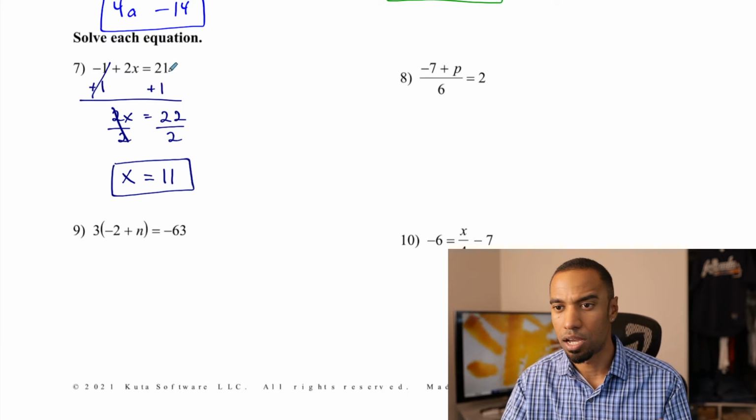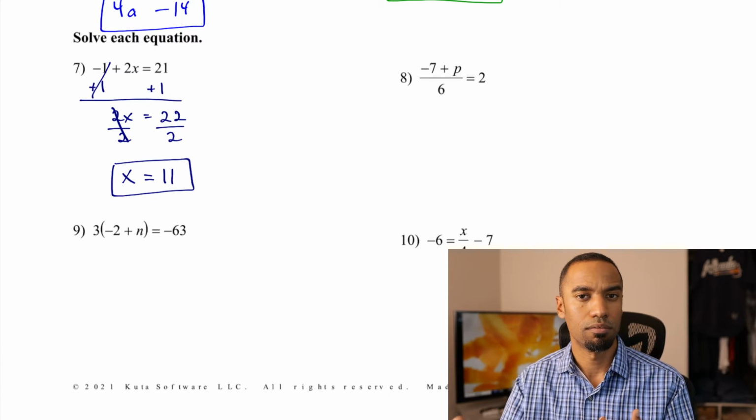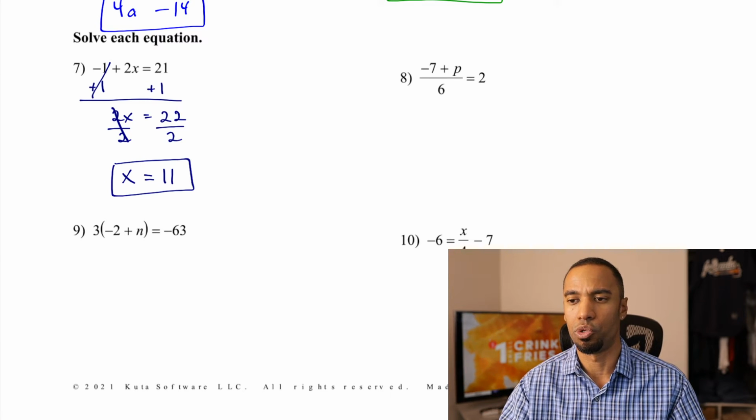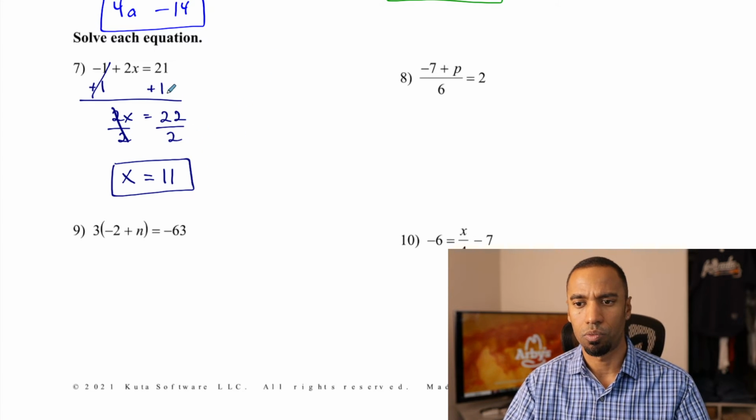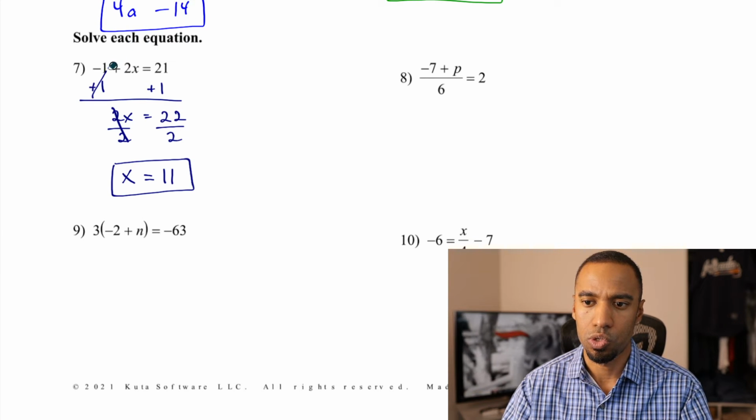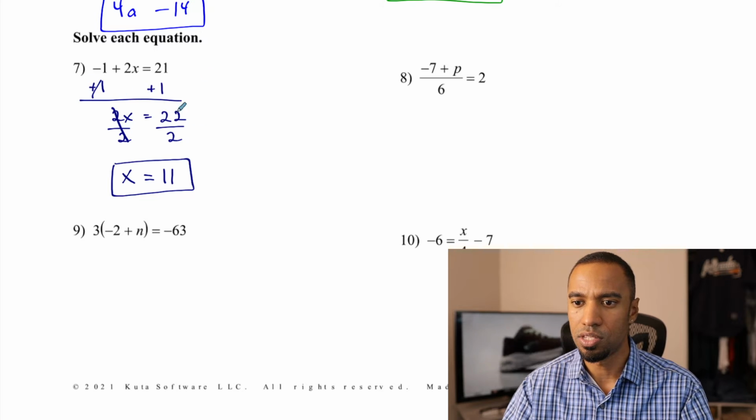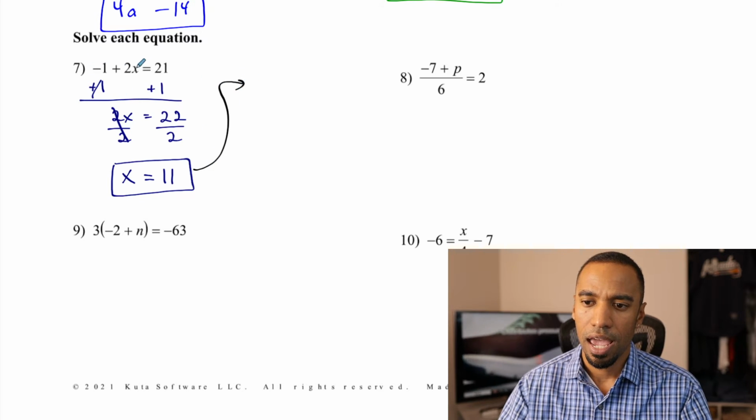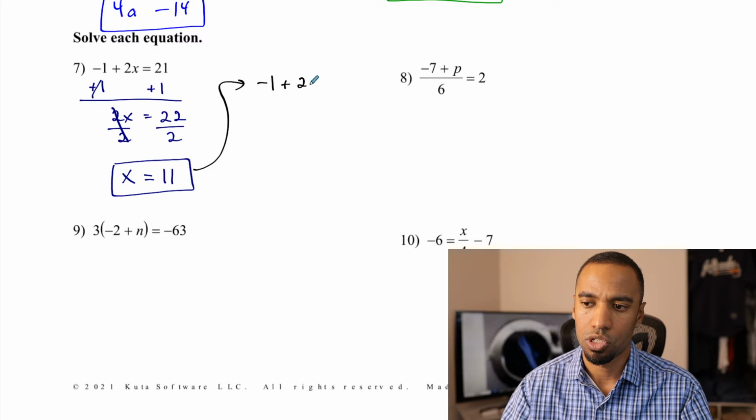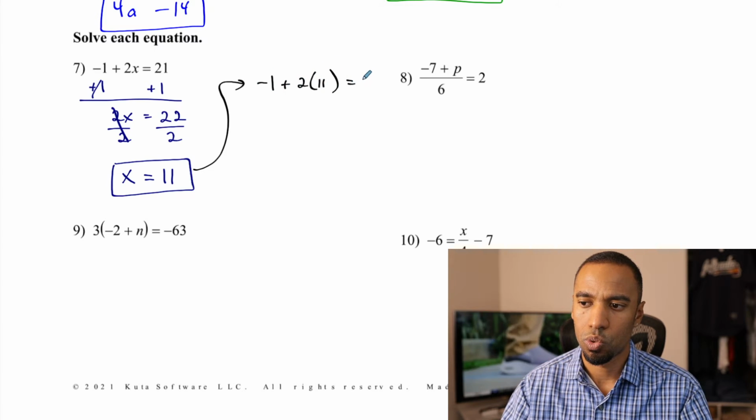Now, I will show you a double check on this one as far as what you can do to say, was I right? Was I correct? Not me, but you just asking yourself when you do a problem. If you look at the original equation here, we can do a substitution, and remember, when in doubt, use your parentheses. You can do a substitution here and substitute 11 in for x into this equation. Negative 1 plus 2 times 11 equals 21.